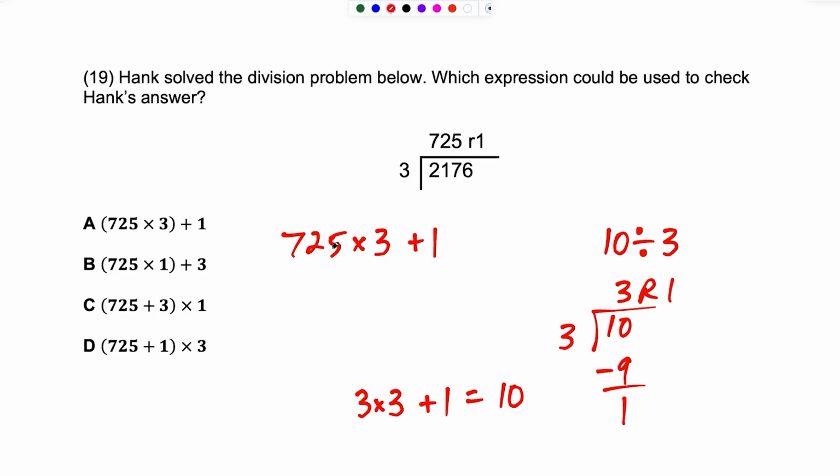Okay, so we would do 725 times 3 plus 1, and that would give us 2,176. So choice A would be our answer. If we had to, we could actually go through the multiplication here.